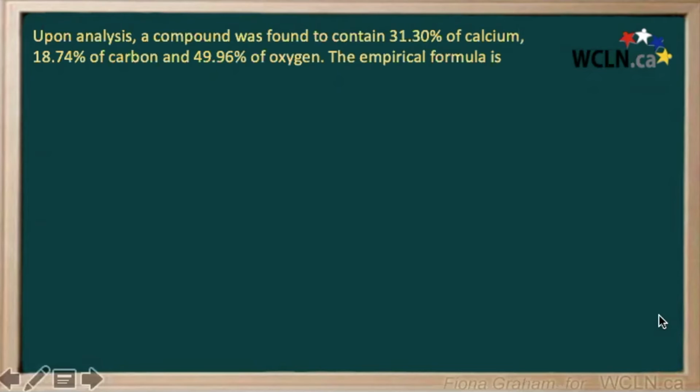All right. Our question says, upon analysis, a compound was found to contain 31.3% of calcium, 18.74% of carbon, and 49.96% of oxygen. The empirical formula is, that's what they want us to find.